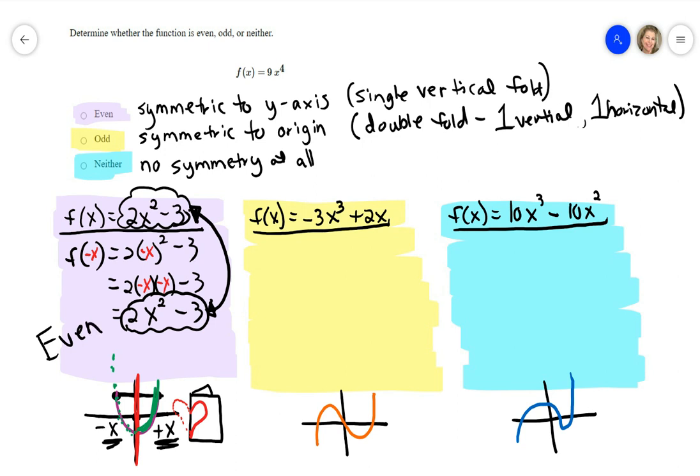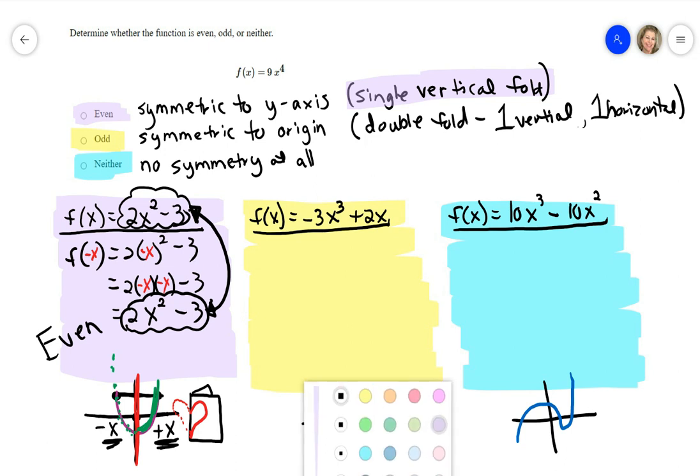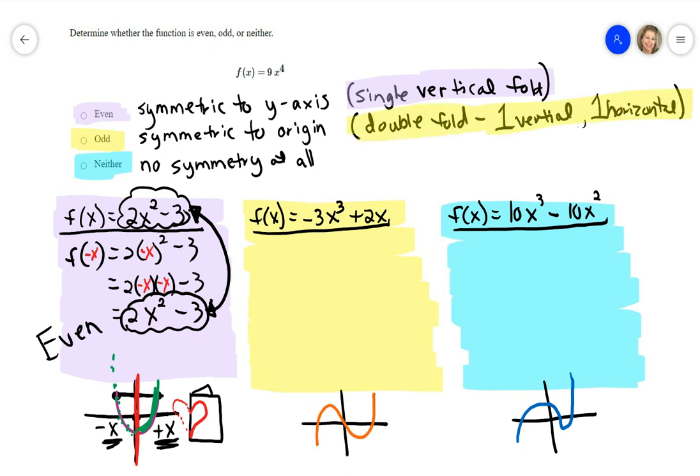Now for the next one, if you have an odd, I'm into the yellow now. Odd functions also have symmetry, but it is to the origin. And you'll notice up here on the even one, I forgot to point that out, the symmetry is what I refer to as a single vertical fold, just like the heart. If you are doing an odd function, which is in yellow, you're actually going to do a double fold, one vertical and then one horizontal, which is harder to show on a piece of paper like this where I'm drawing.